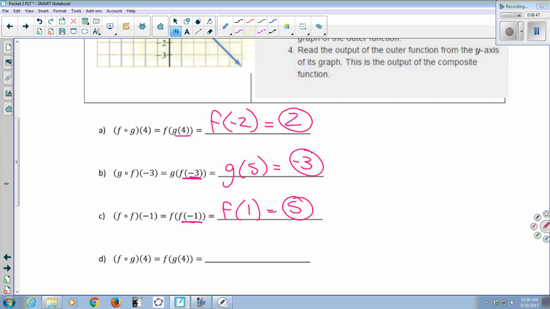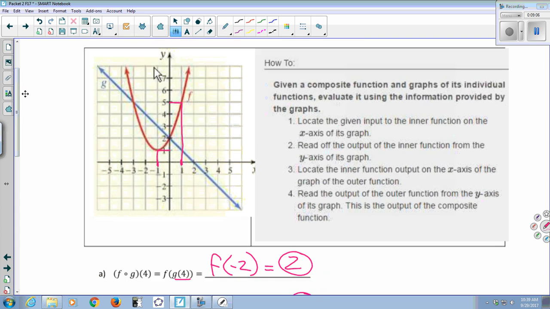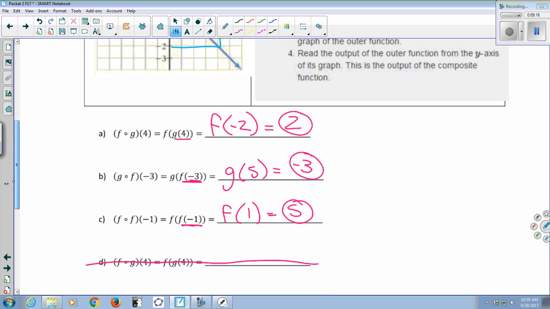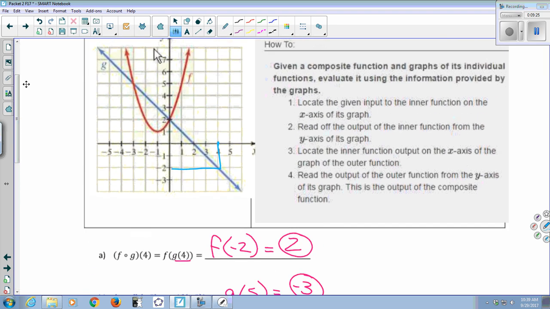And f of g of 4, we already did as part A, so that is redundant. We're going to skip it. g of g of 4. So I'm only using the blue graph now, applying g to an x value of 4. g is just the blue graph. So I find an x value of 4, go down to the graph, and the y value is -2. So g of 4 is -2, and this becomes g of -2. And then find an x value of -2 and give the y value on g. So -2, there's my x value. Go up to g, and the y value is 4.